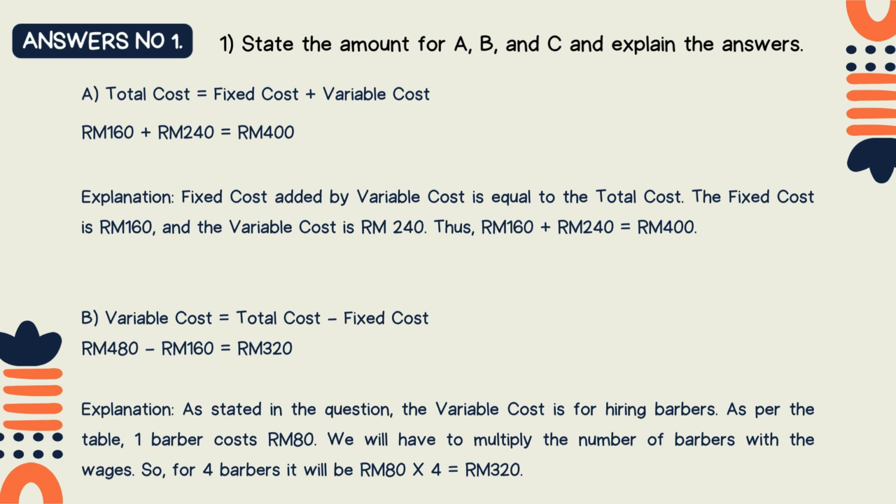For B, we have to find the variable cost, which is total cost minus fixed cost. It is given in the question that the variable cost is for hiring barbers, and one barber costs RM80. Thus, we have to multiply the number of barbers by the wage. So, for 4 barbers, it will be RM80 times 4, which is RM220.